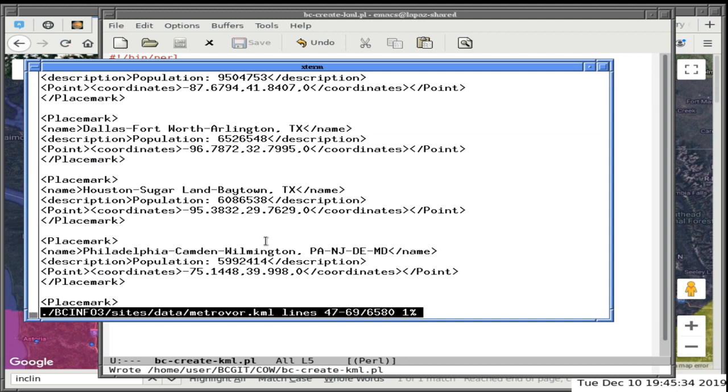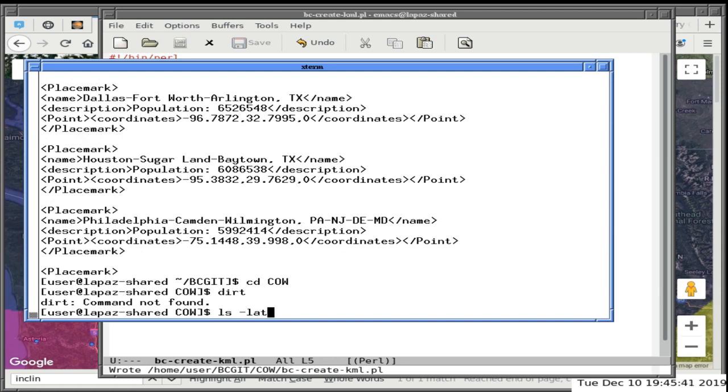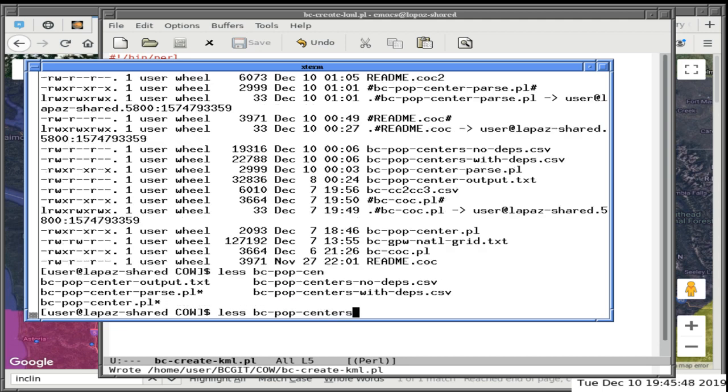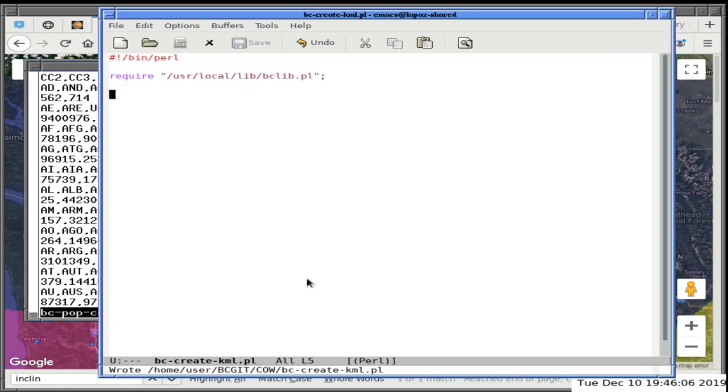So let's see. And what's the file we want? Damn it, I need to add that alias. It's going to be PC. We're just going to use one of these BC pop centers, no depths. That's CSV. And I think we're not going to be able to put in a whole lot of information because we don't have it here and we don't necessarily need it. And it's not the interesting information.